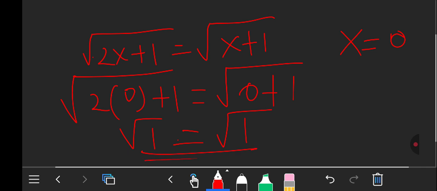So have you seen that this answer has satisfied the equation? Okay, so x is equal to 1 satisfies. So this is the correct answer.